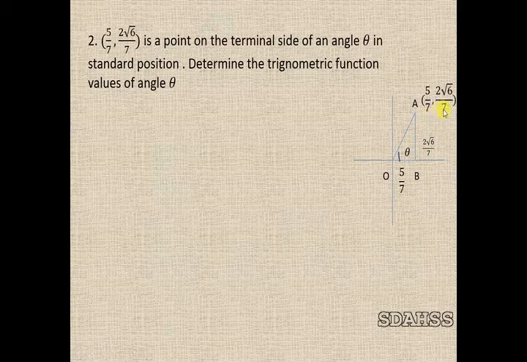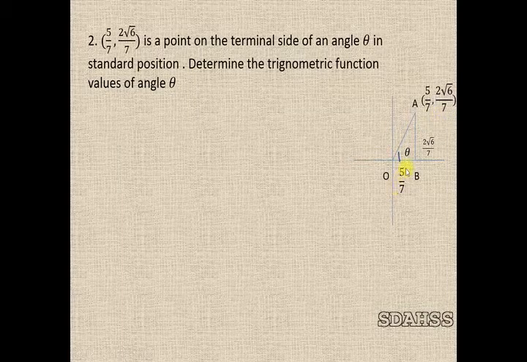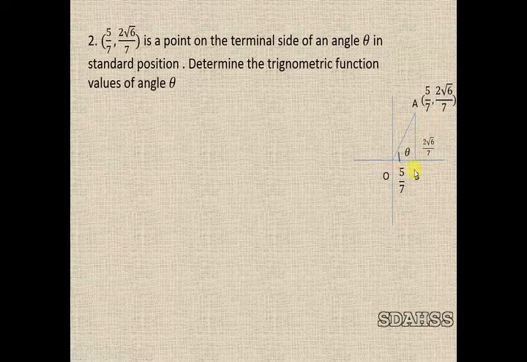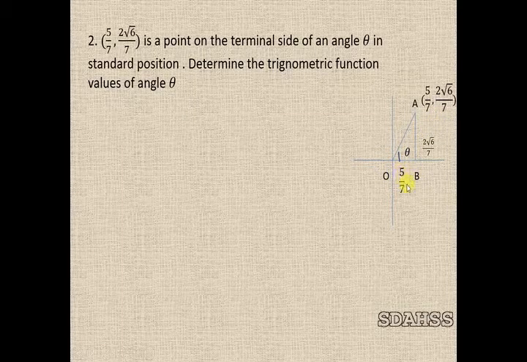5 by 7, 2 root 6 by 7. This is x and y. X comma y. So 5 by 7 you have taken as OB.